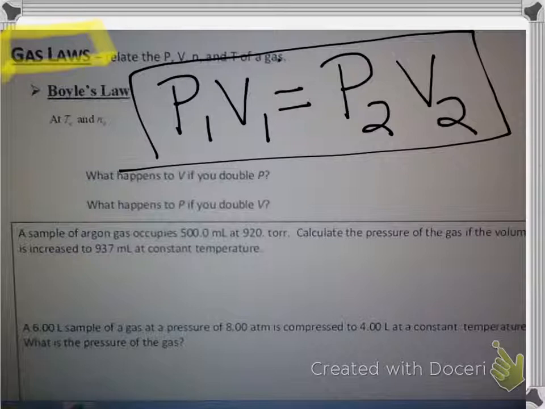So let's look at the first example. It says a sample of argon gas occupies 500 milliliters at 920 torr.